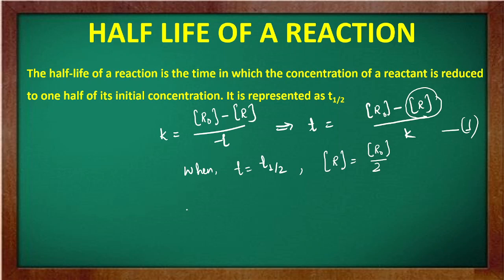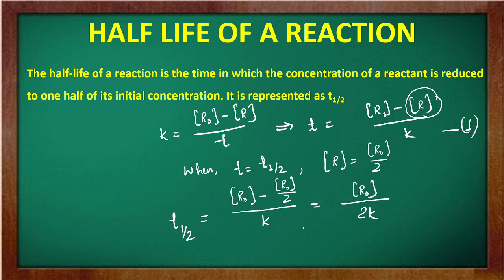Then substituting the values, what you will get, t will become t half, then it will have R naught minus concentration of R naught by 2 by k, then that will be equal to, I'm going to write it directly, you will get it as, this will be 2k, and above you will get concentration of R naught. Now how you got this? I'll show it to you, sir.